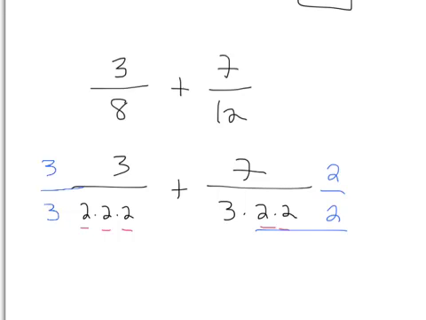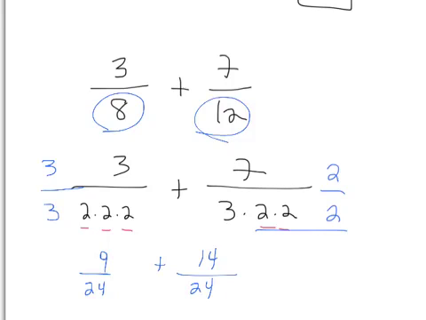This gives us numerators of 9 and 14. And notice our denominators are now the same, because they have all the same factors. If denominators have the same factors, they have to be the same. 2 times 2 times 2 is 8, and 8 times 3 is 24. So there's our common denominator of 24. 8 and 12 both go into 24. And now we can add them together, giving us 23/24.